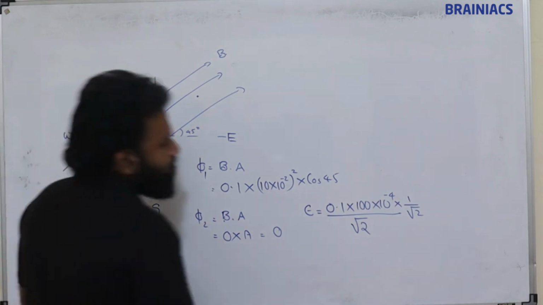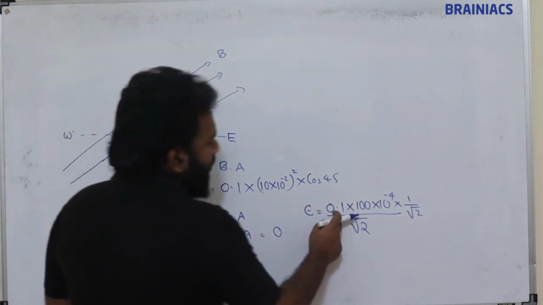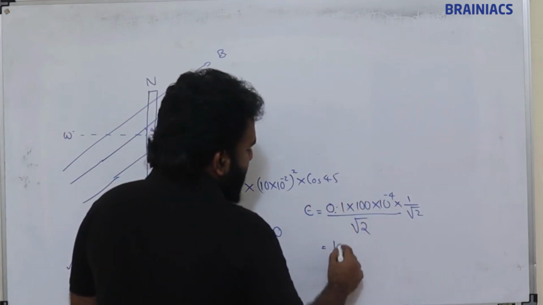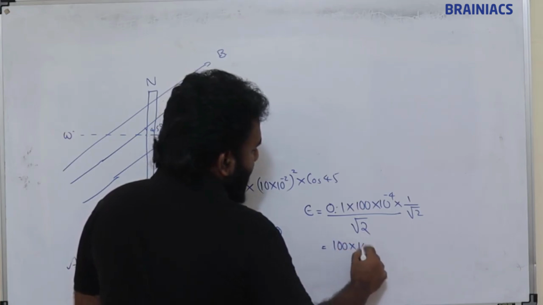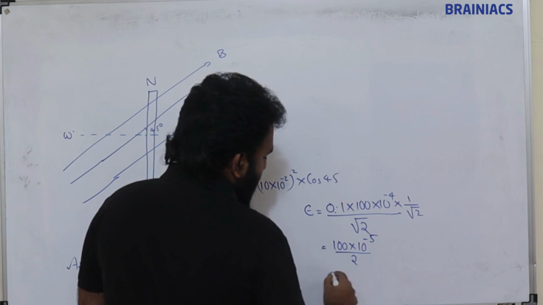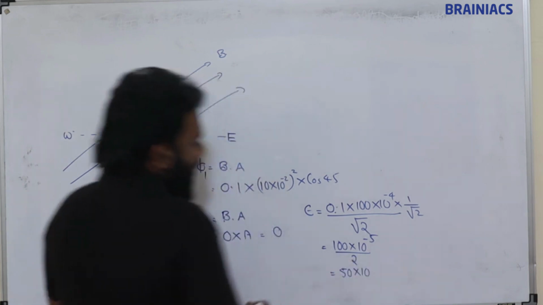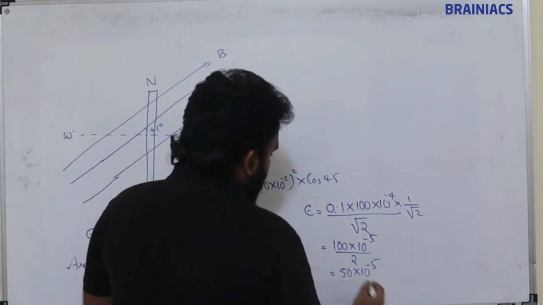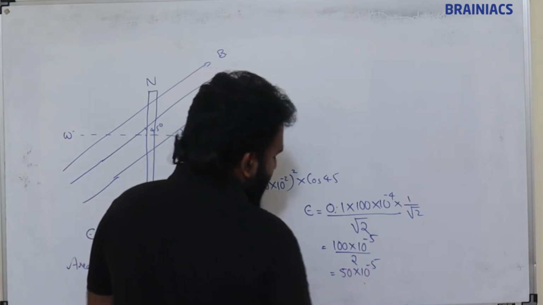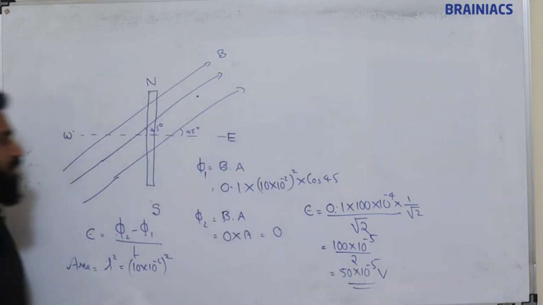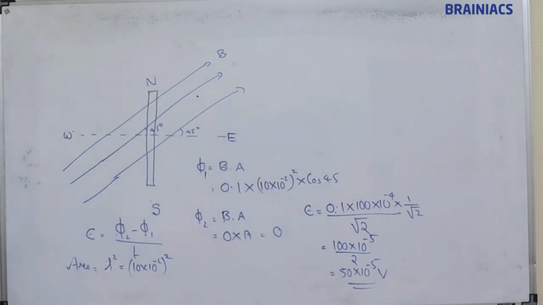Okay, clear? Right. So this is also 10 raised to minus 4. If we consider this, it is just like 100 into 10 raised to minus 5 divided by 2. So we can write this as 50 into 10 raised to minus 5. Okay, this is the EMF. So from the options, which can be correct?